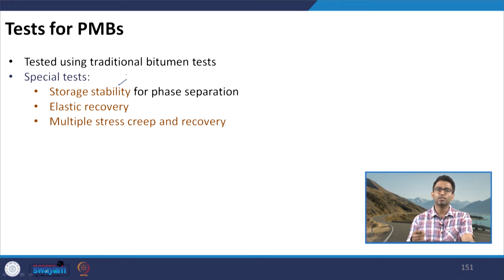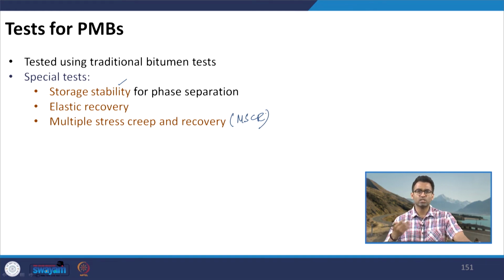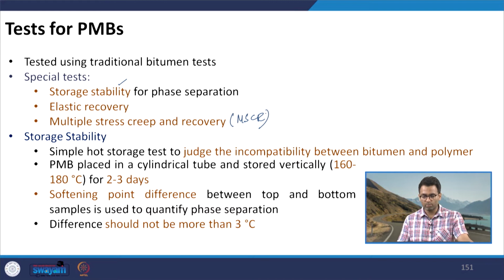Another important test is the elastic recovery test, which tells us about the extent of modification. Of course, this is an indirect measure of the extent of modification, but again this is one of the tests. Then we have the multiple stress creep and recovery test, about which we have already discussed. So, this I will not cover in detail in this particular presentation, but these are some tests which are typically carried out on modified bitumen. Talking about the storage stability test, about which we have not discussed previously, this is a simple hot storage test which we can use to judge the incompatibility between the bitumen and the polymer system.